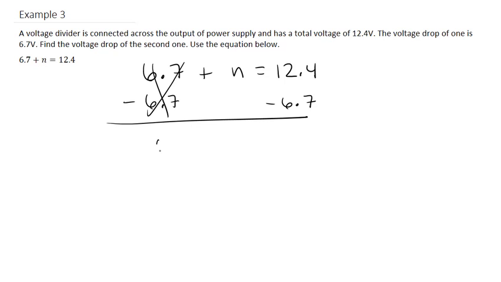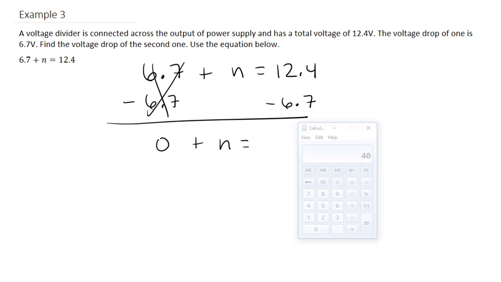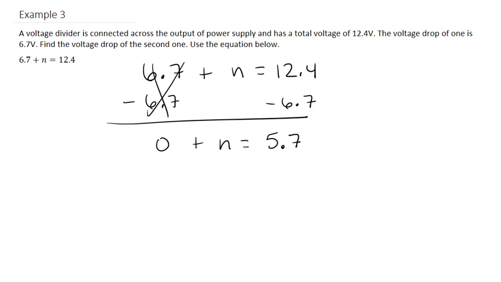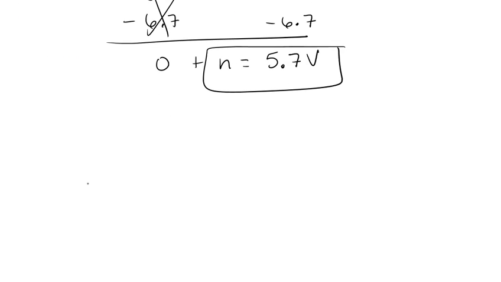So this becomes just 0 plus n, which is equal to, let's get our calculators out, 12.4 minus 6.7, which is equal to 5.7. And this is in volts. Now, we can go ahead and verify that we did this right. So what we can do is substitute this n of 5.7 into our equation. So we would have 6.7 plus 5.7, which is equal to 12.4 is what we're hoping.